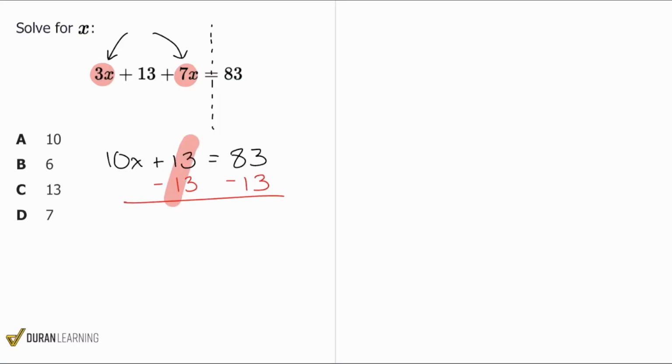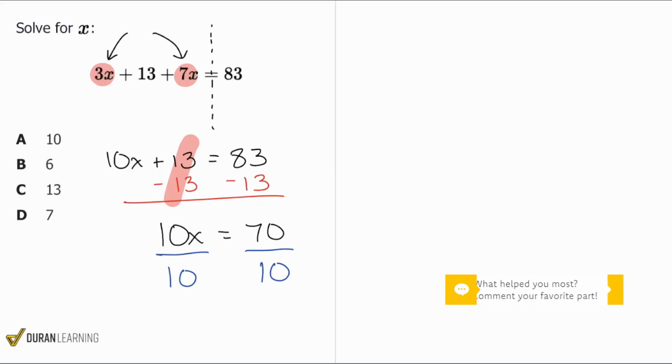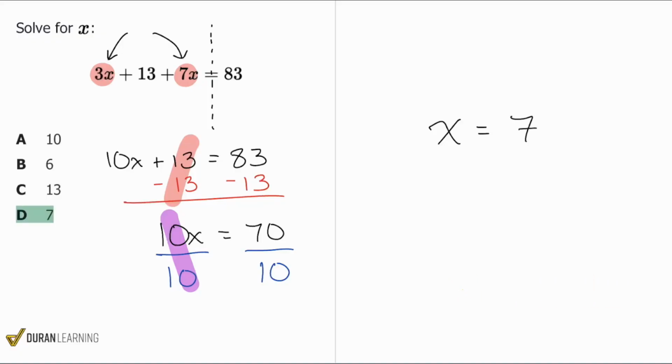Once we do that, it cancels out on the left, giving us 10x equals 70. And then from here, everybody, dividing both sides by 10 gives us the nice final little step here. It cancels out on the left, giving us x equals 7. And so the correct answer here is answer choice D, 7.